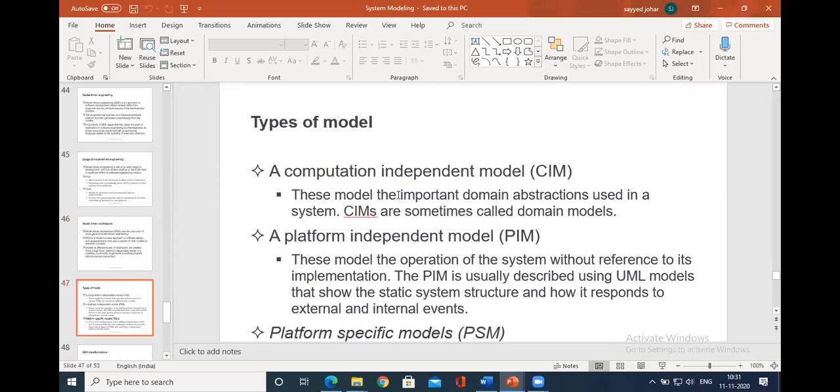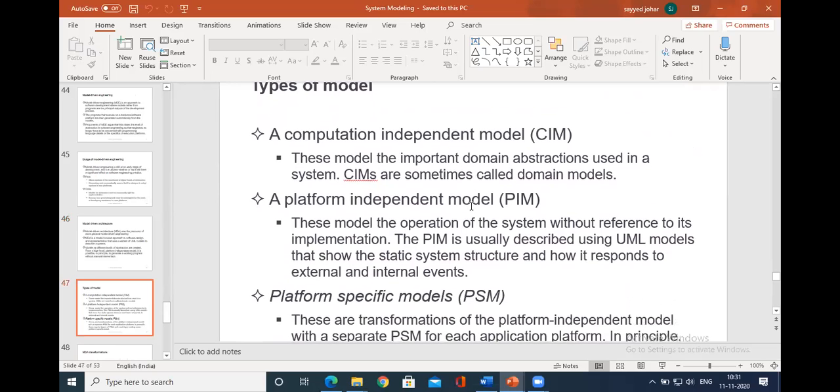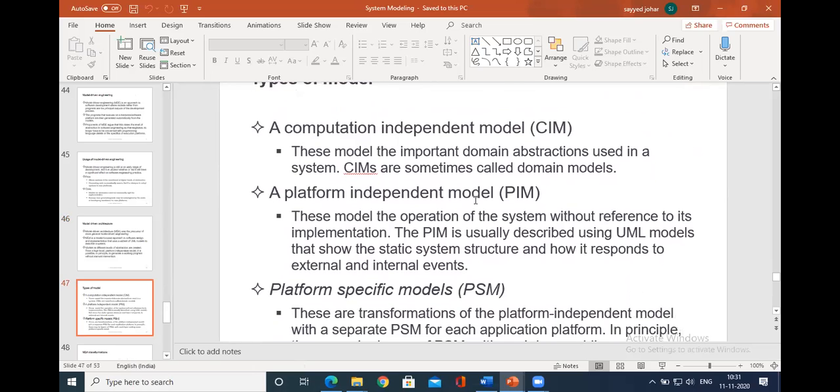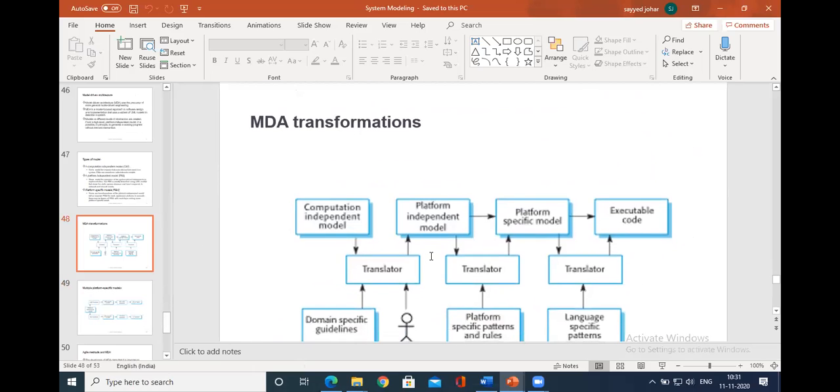So in model driven engineering, we have types of models, that is computationally independent. It is only a theoretical part. You have to remember the different types of models in model driven engineering. You have to theoretically write it: platform independent model, platform specific model, all those things.